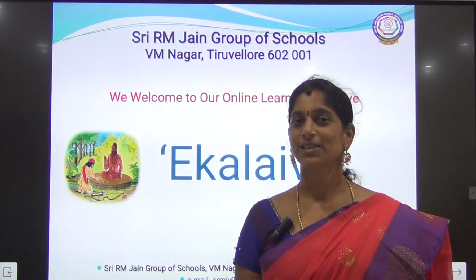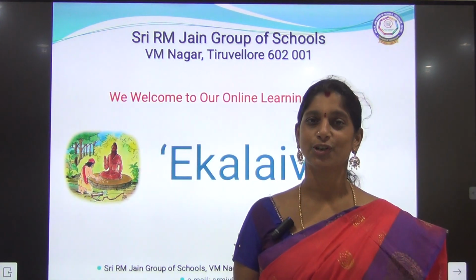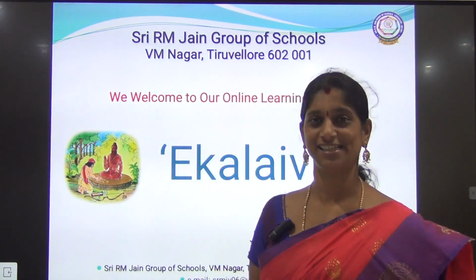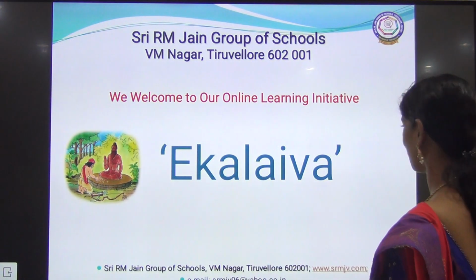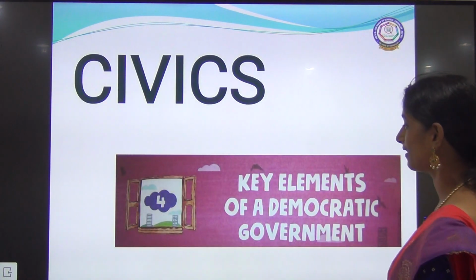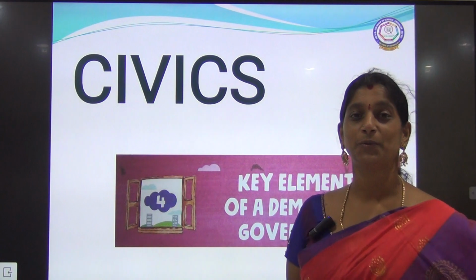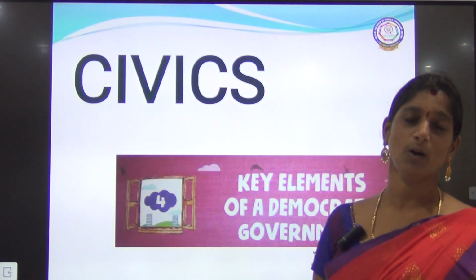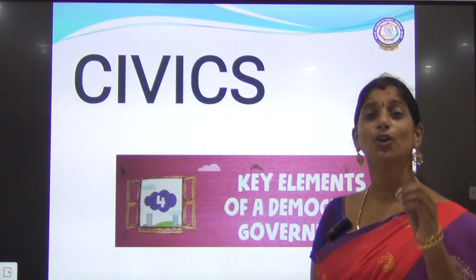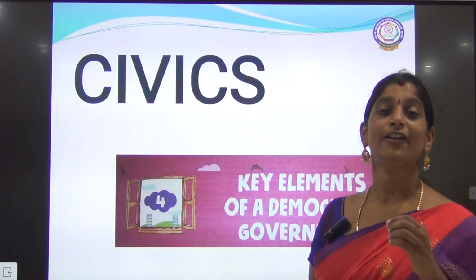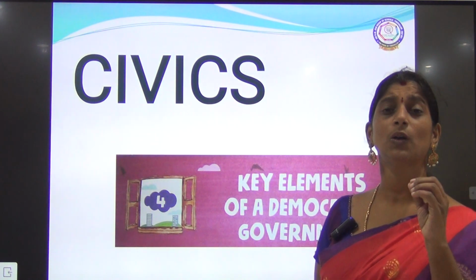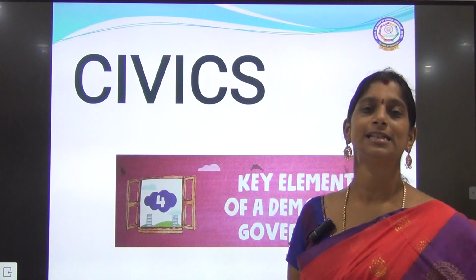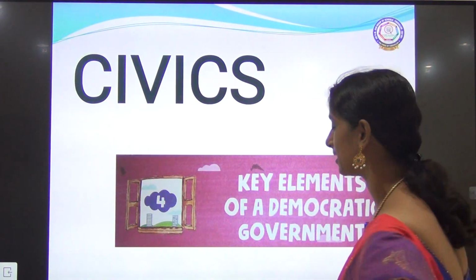We have completed 2 lessons in history, 2 lessons in geography and 1 lesson in civics. So what's next? We are going to start with the civics lesson, right? The lesson we are going to start with is key elements of a democratic government. We are going to see what are the important factors affecting the democratic government, which has to be followed or which should be present in a democratic government.